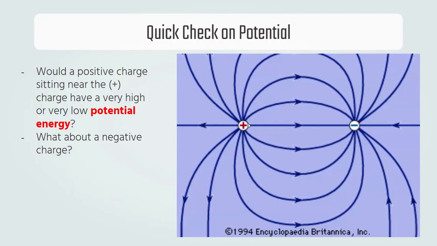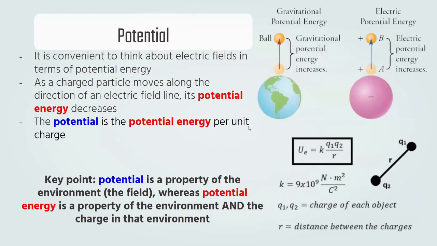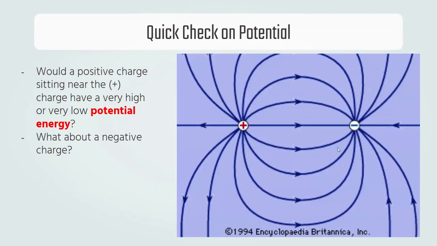But a negative charge at the same location would have a low potential energy, right? Just based on this formula right here. Just looking at the formula, it would have a low potential energy for a negative charge right there. But what about potential? Well, the potential of those two would be the exact same.